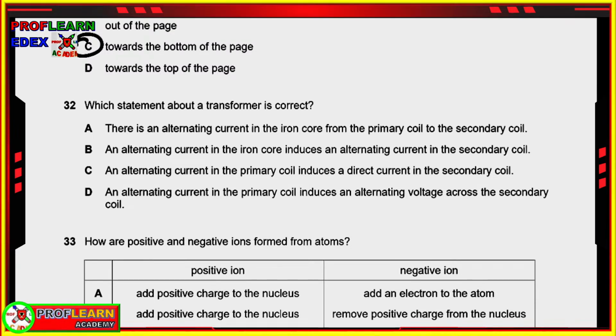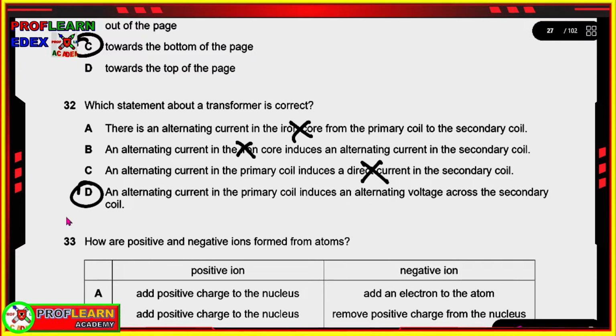Let's see. There is an alternating current in the iron core from the primary. Inside the iron core, we don't have any current, so we are going to say this is not correct. Alternating current in the primary coil induces a direct current? No, it induces an alternating voltage across the secondary coil. So the correct answer is going to be D.